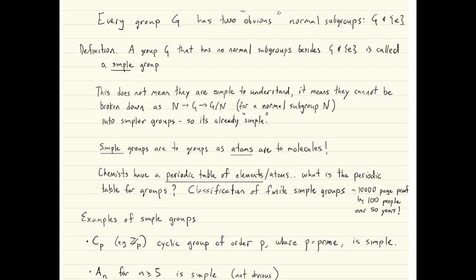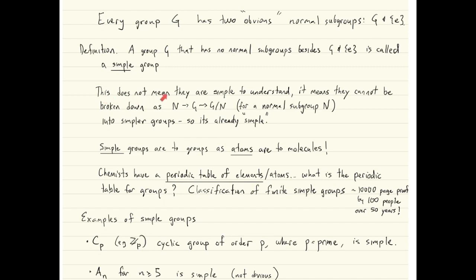This is a short video explaining the concept of a simple group. Every group has two obvious normal subgroups: the group itself and the identity element, or the identity group. Now, a group G that has no normal subgroups besides these obvious ones, the group itself and the subgroup consisting of the identity element, is called a simple group.